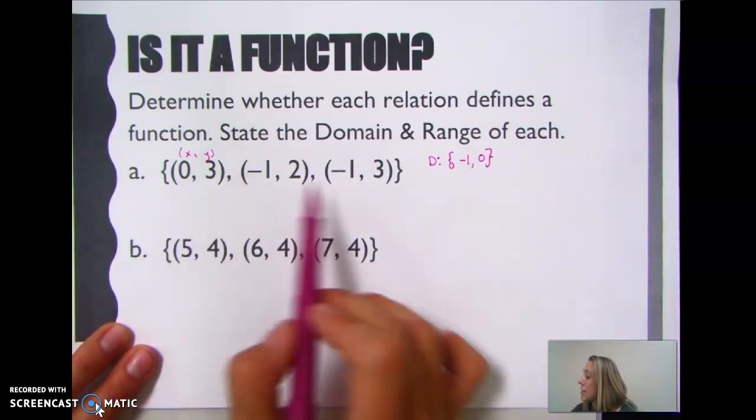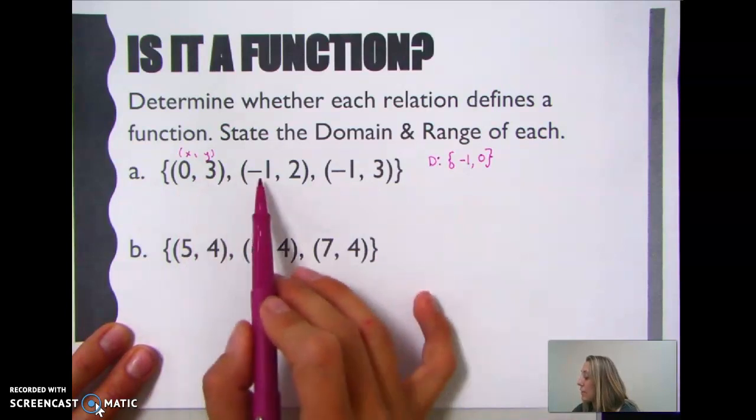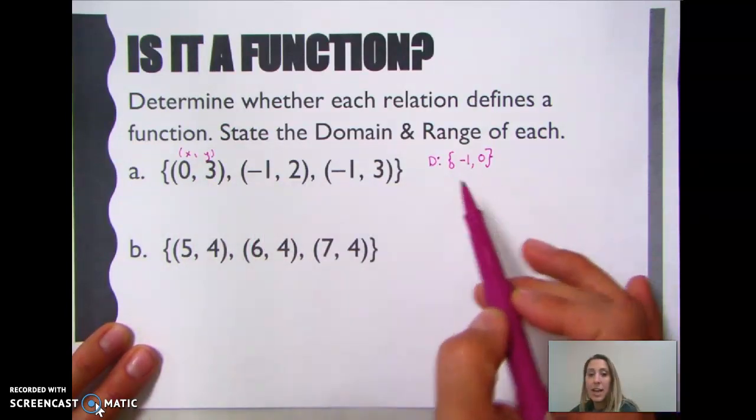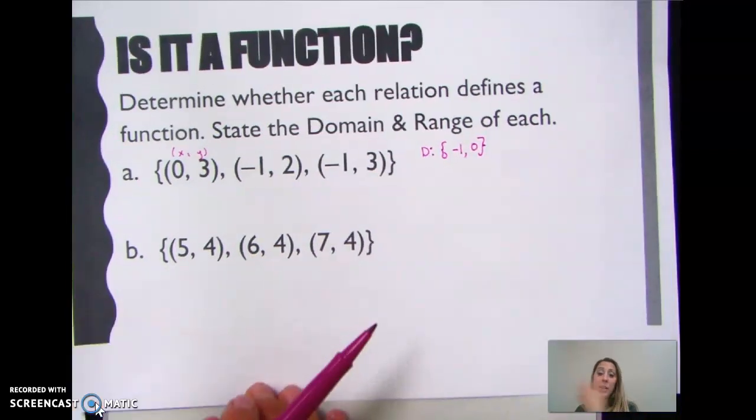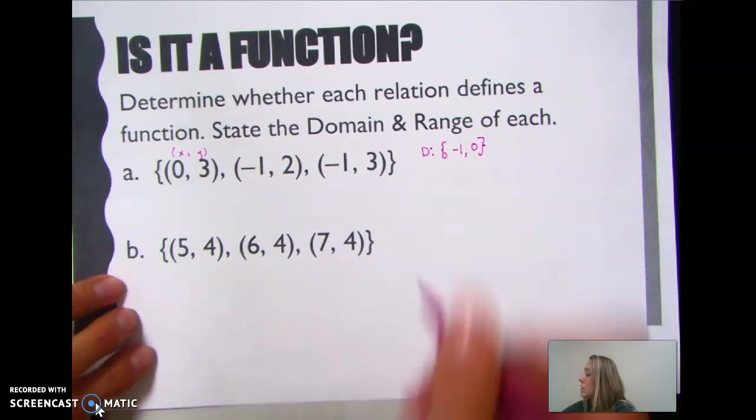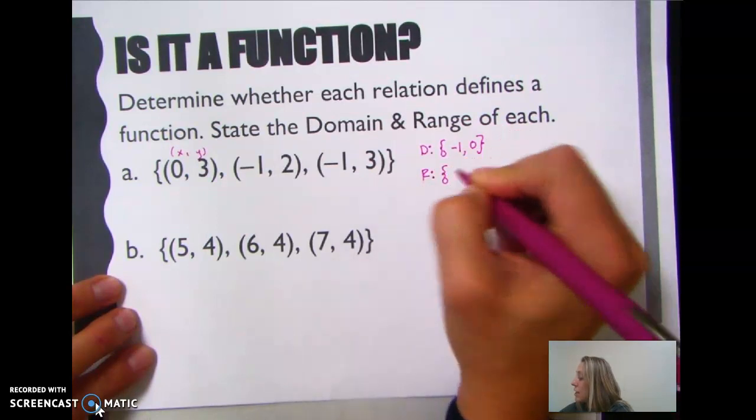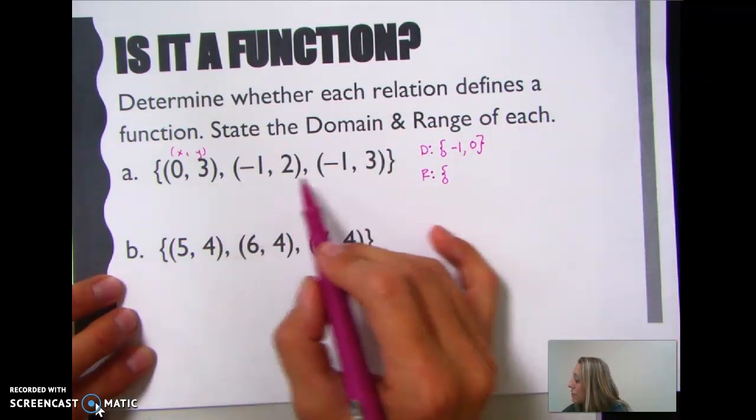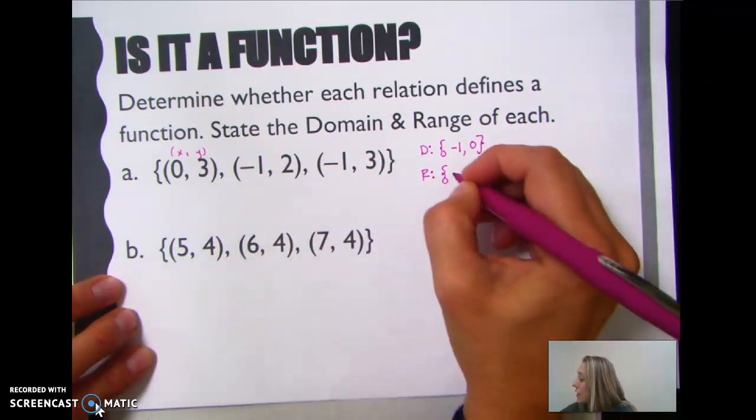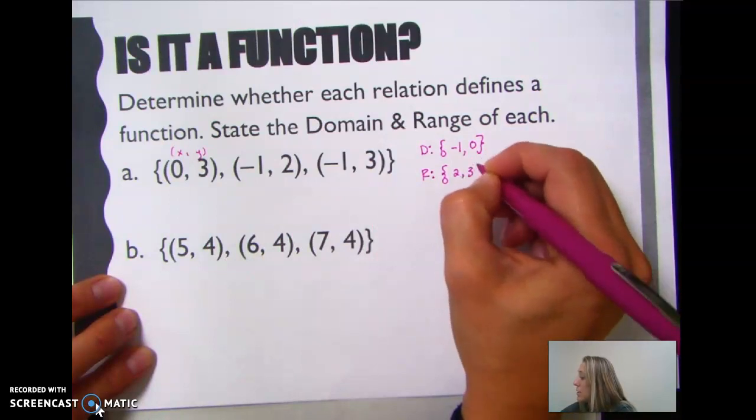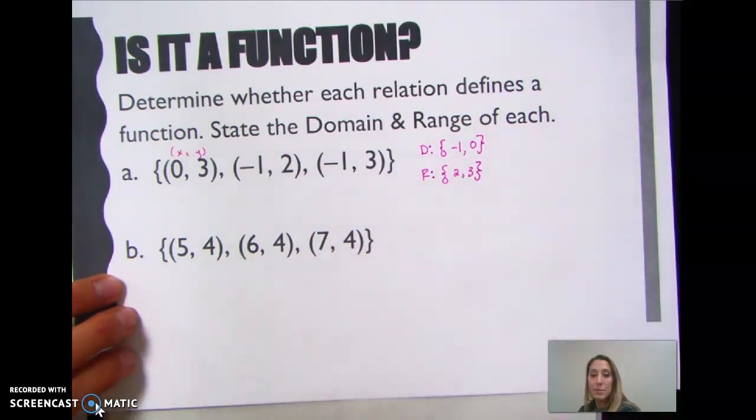So now when I'm looking at this, I see all my x values are stated in here, and any repeats I have only one time. We're going to do the same thing for range. So we're going to do a curly bracket, and I have 2 and 3, and 2 is my smallest, and 3 is repeated, so I'm only going to write it one time.